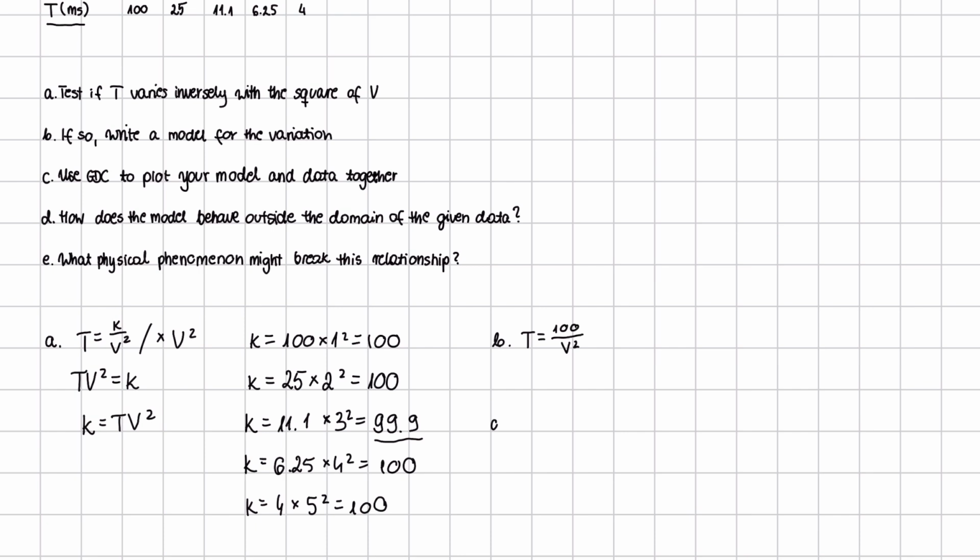In C, use GDC to plot your model and data together. So we have to type this equation into our graph in our GDC, and then rewrite our answer on paper.